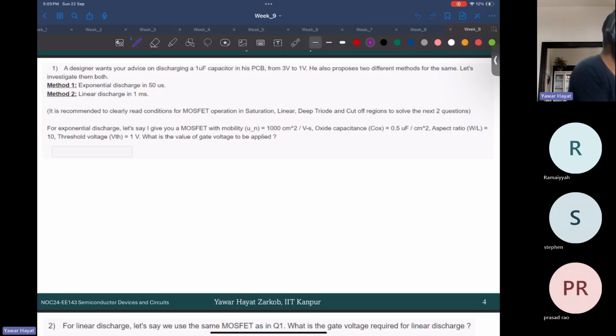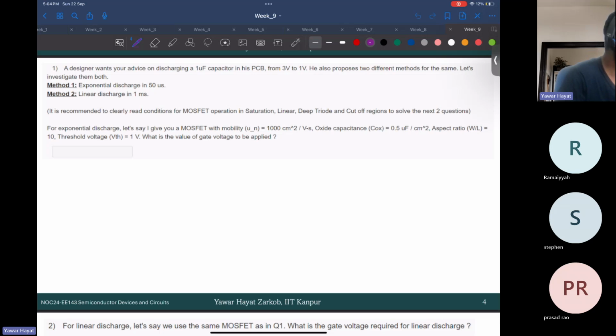Our designer wants your advice on discharging a 1 microfarad capacitor in his PCB from 3 volts to 1 volt. He also proposes two different methods for the same, and let's investigate them both. Method 1 is an exponential discharge in 550 microseconds, and method 2 is a linear discharge in 1 millisecond time interval. It is recommended to clearly read conditions for the MOSFET operation in saturation, linear, deep triode and cutoff regions to solve the next questions.